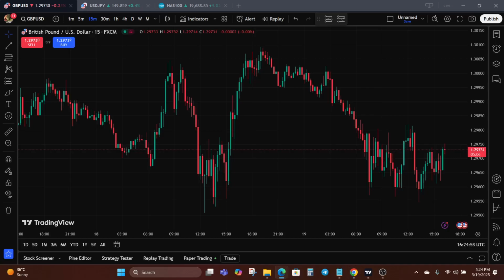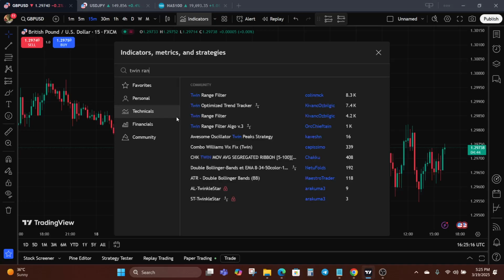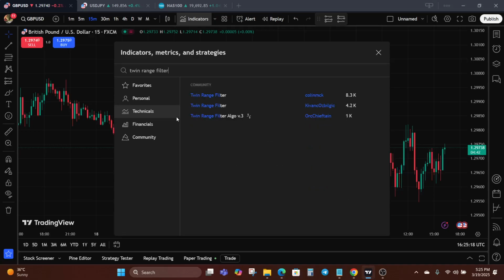All right, the twin range filter indicator is actually an effective indicator that tries to help you cut through the noise and improve your trade accuracy basically. So without wasting much time, let us just start with the basics. Okay, what is the twin range filter indicator? I'm going to add it to the chart right away.